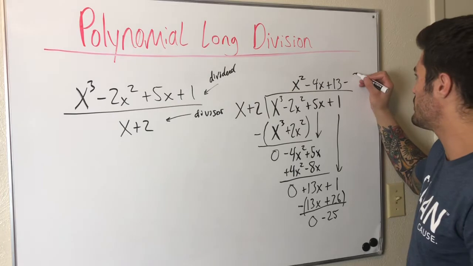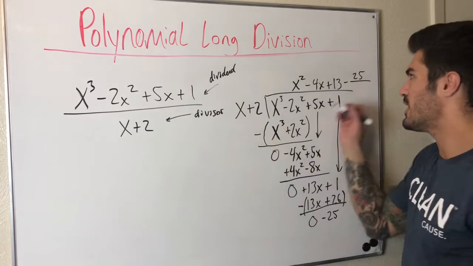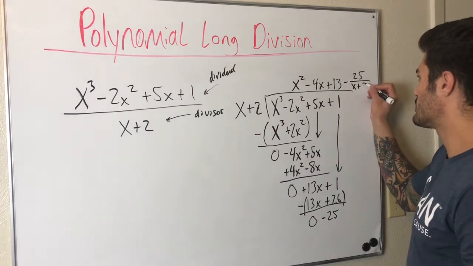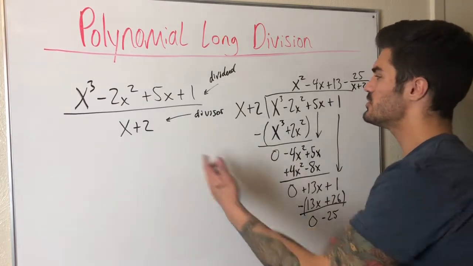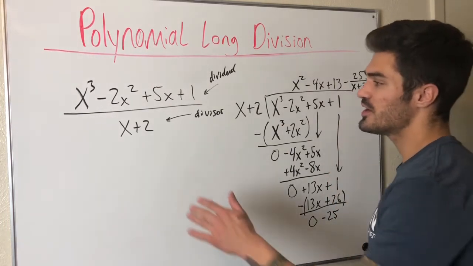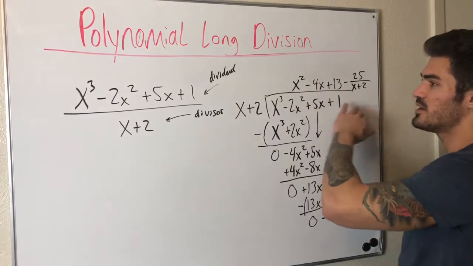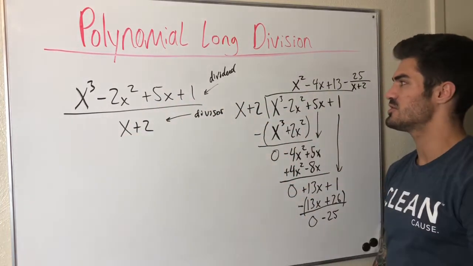So the remainder goes up here. And remember, we always put the remainder over the divisor, x plus 2, right? So this is our final answer. When you divide these two polynomials, you get this quotient. And if you wanted to check your answer, you can multiply this divisor back in, and you should get back to the dividend, but not really necessary. Just check your steps, make sure you did everything right.